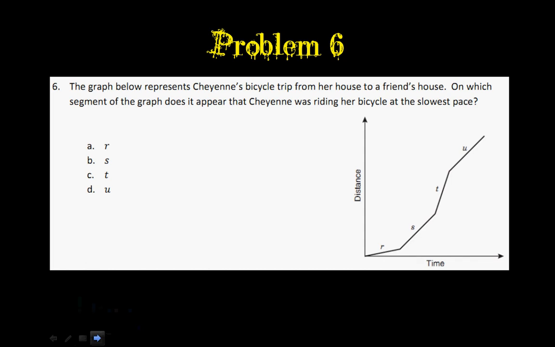Green. Okay, so number 6, the graph below represents Cheyenne's bicycle trip from her house to a friend's house. On which segment of the graph does it appear that Cheyenne was riding her bicycle at the slowest pace? In class, we did the same graph, but we talked about the fastest pace. I hope that you didn't mix that up and put the same answer that we got in class. So we're looking for slow right now.